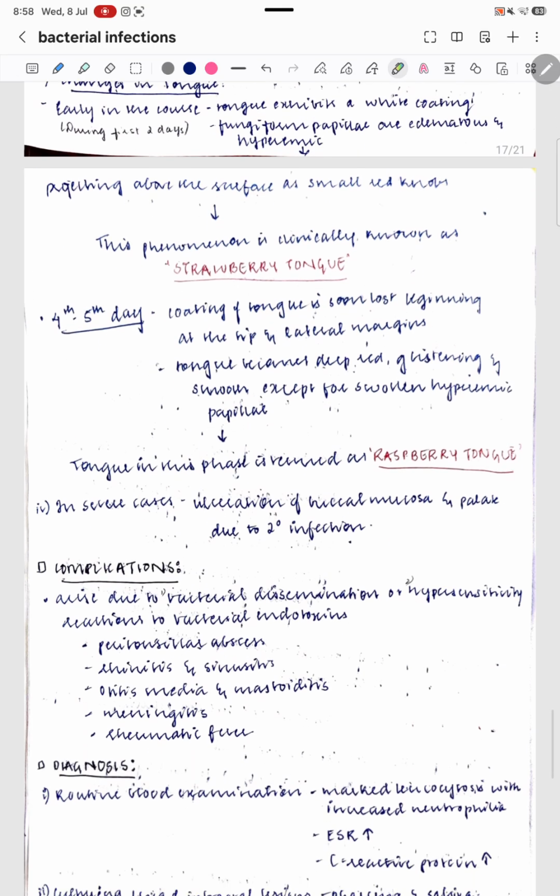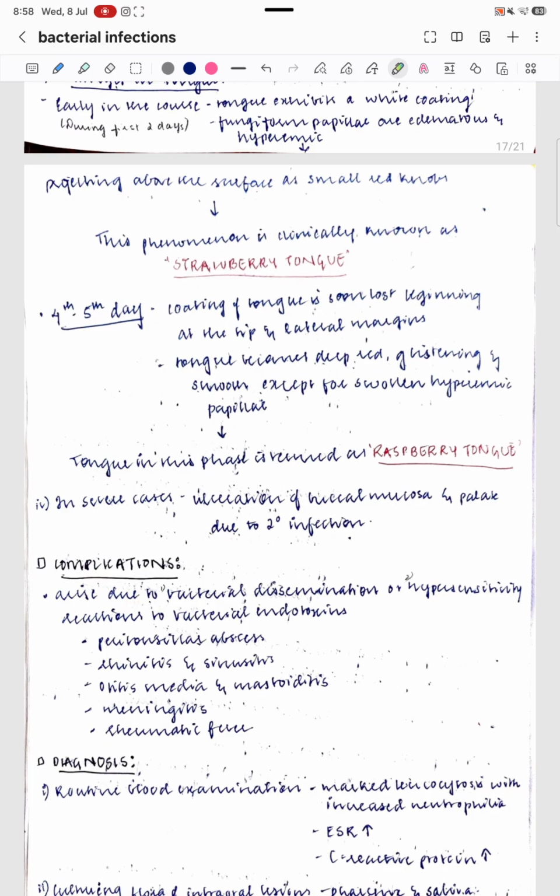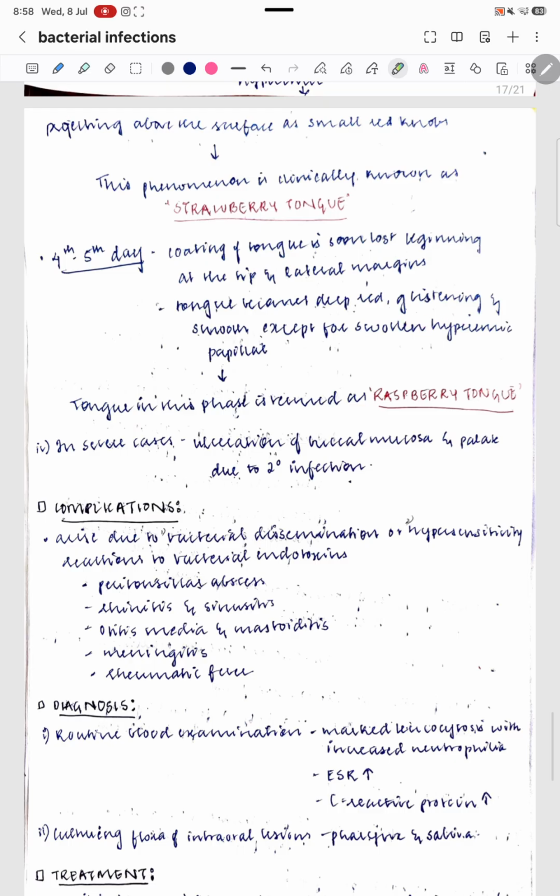Then on the 4th to 5th day the coating of the tongue is lost, in the beginning at the tip and the lateral margins. So the coating remains in the center, but at the lateral margins and the tip, the coating is lost, and the tongue becomes deep red. The tongue becomes deep red and glistening, smooth, that is glossy and smooth, except for swollen papillae. So the central papillae are still very deep red in color. Other than that, the lateral parts and the tip of the tongue have lost their papillae. The tongue in this phase is known as the raspberry tongue.